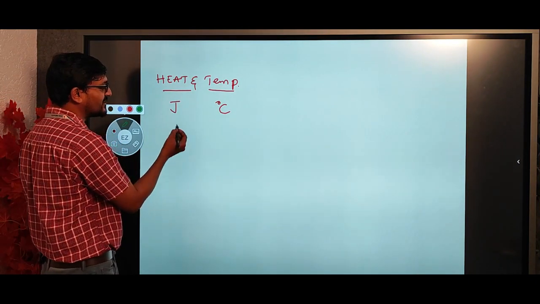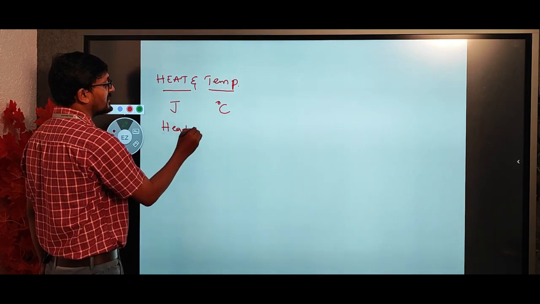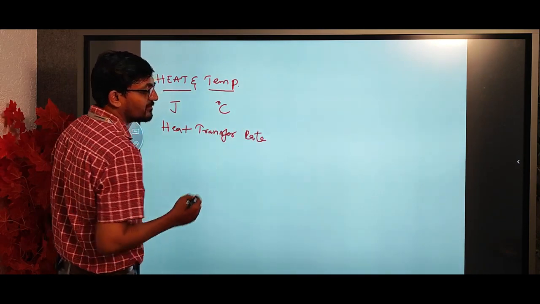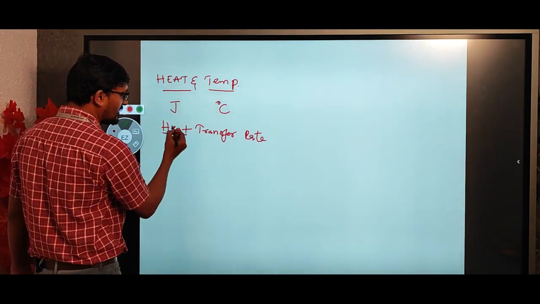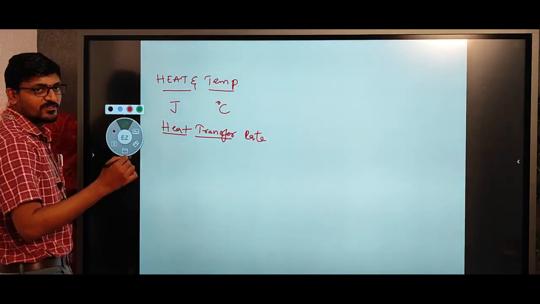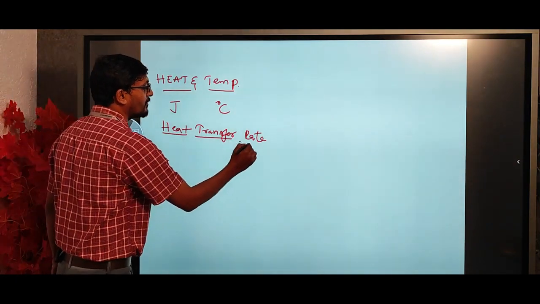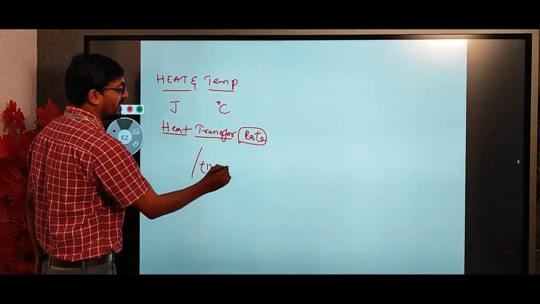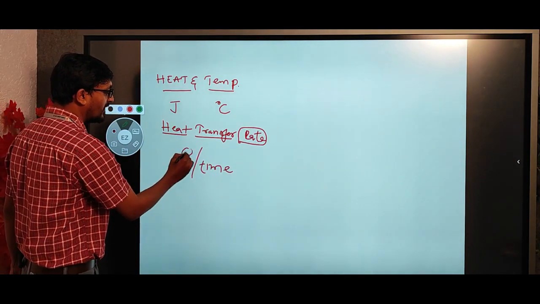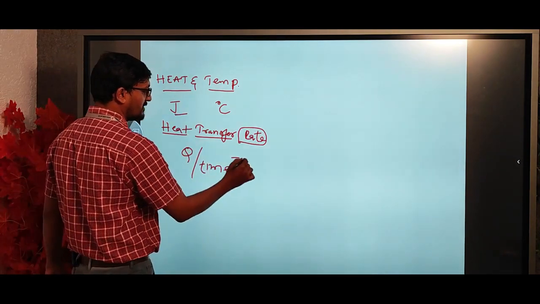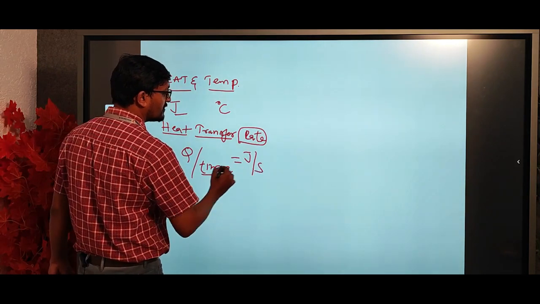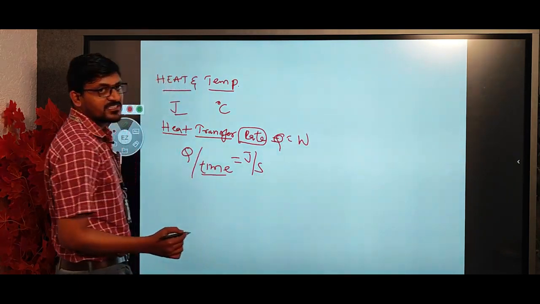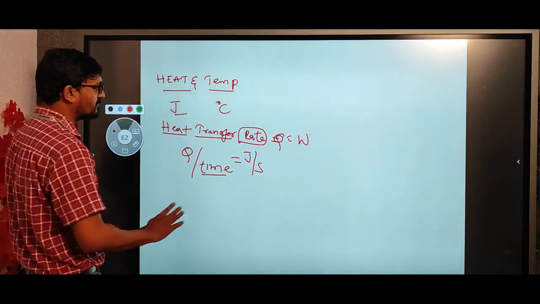So what is meant by heat transfer rate? Already we know heat is a form of energy. Transfer means transmission of energy from one region to another region. Rate means we are comparing this heat transfer with respect to time, meaning here Q by time. What are the units for Q? Already we discussed joule. What are the units for time? Seconds. So joule per second, which is nothing but watts, which is power, right?